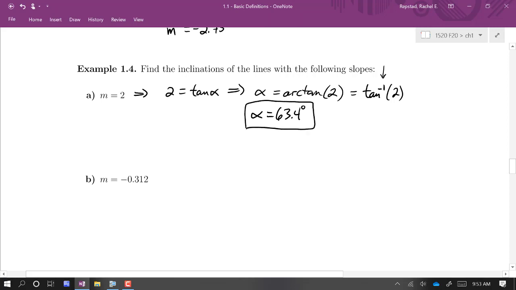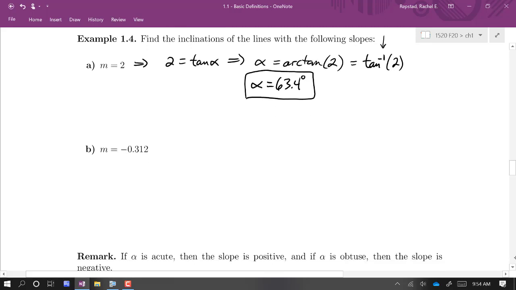So with a positive slope, finding the inclination is nothing more than an application of the arctan function. For a negative slope, we have to be a little careful. If the slope is negative, you might have already made this observation, so we have this remark at the end. For an acute angle, alpha, that will always correspond to a positive slope, and if alpha is obtuse, that corresponds to a negative slope. Obtuse meaning greater than 90 degrees.